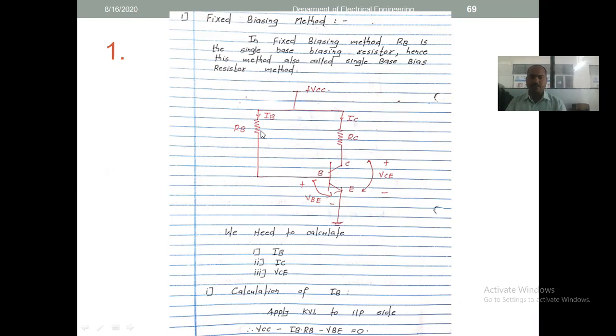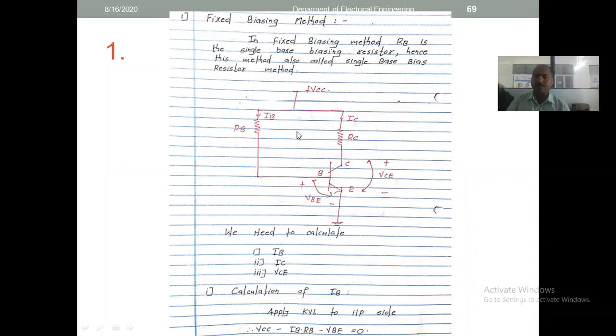This configuration is also called the single base bias resistor method. It is also called single base bias because the voltage is provided only through the base terminal. That's why this configuration is also called the single base bias circuit.